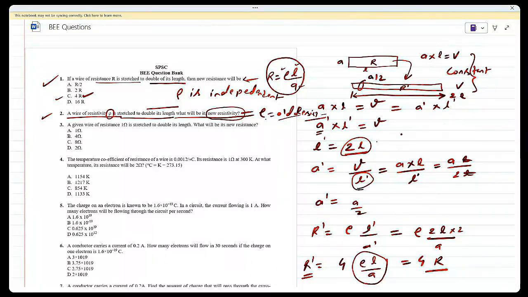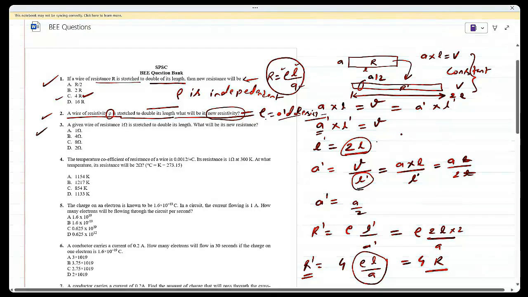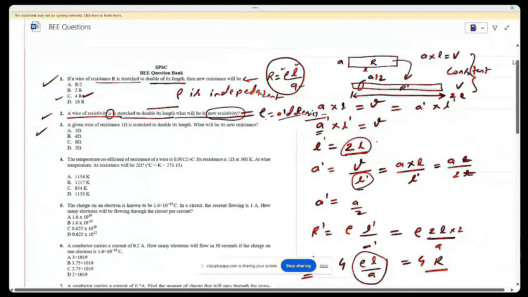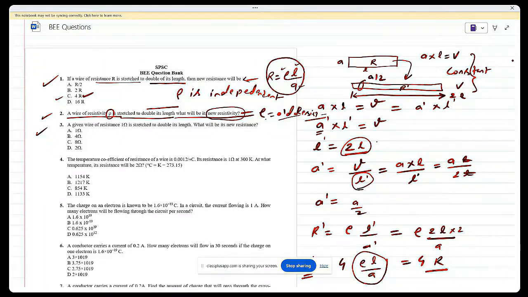Okay. Now question number 3. A given wire of resistance 1 ohm is stretched to double of its length. What will be the new resistance? Yes. Sorry for that disturbance. Yes. So question 3 is same as question number 1.